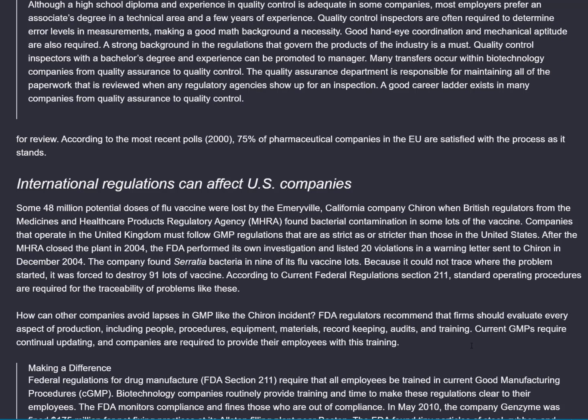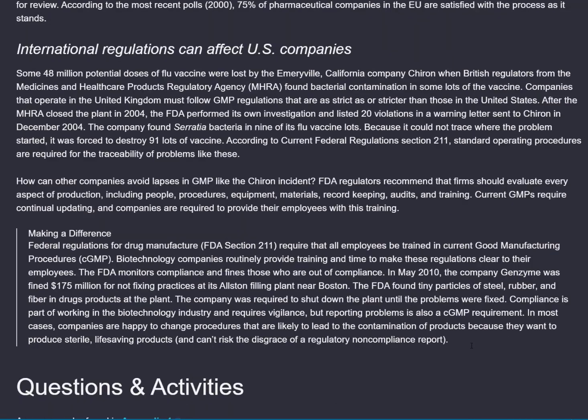Quality control inspectors with a bachelor's degree and experience can be promoted to manager. Many transfers occur within biotechnology companies from quality assurance to quality control. The Quality Assurance Department is responsible for maintaining all of the paperwork that is reviewed when any regulatory agencies show up for an inspection. A good career ladder exists in many companies from quality assurance to quality control.